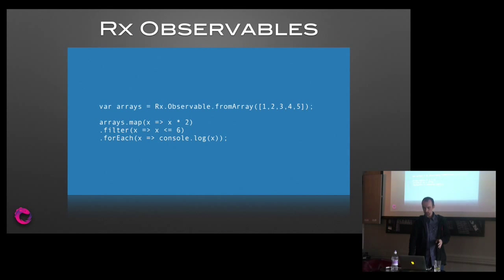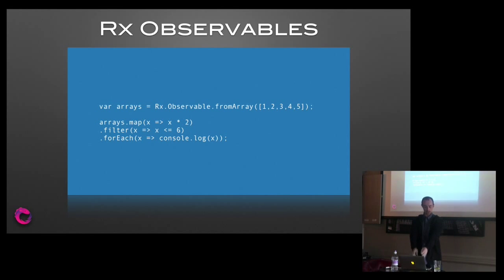So, a quick beginning on Rx Observables. Looking at it, it's not too far different from the example before. It's just arrays. I've created a variable called arrays, and Rx.Observable is just a function on Rx, and I'm grabbing it from array. I'm putting inside 1, 2, 3, 4, 5, which is the same as before. If we had a loop, we'd just put 1, 2, 3, 4, 5 inside the loop.